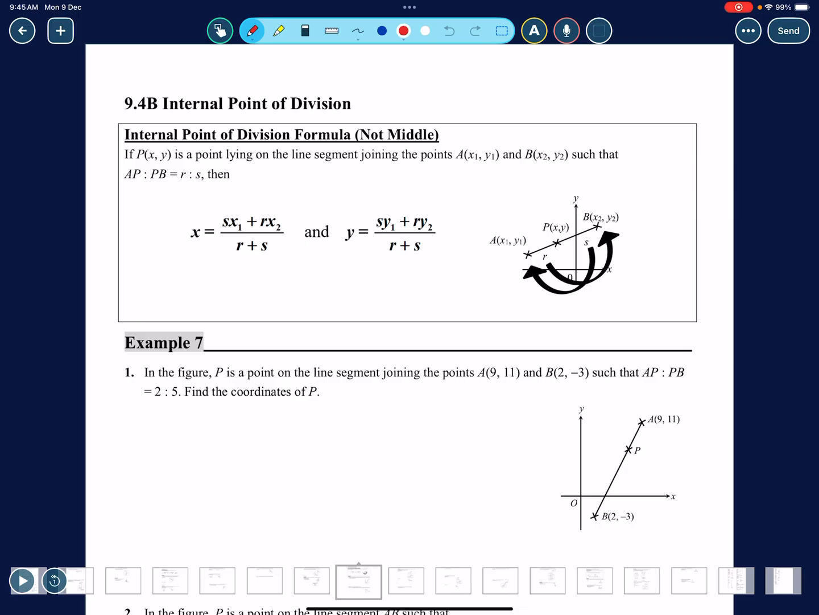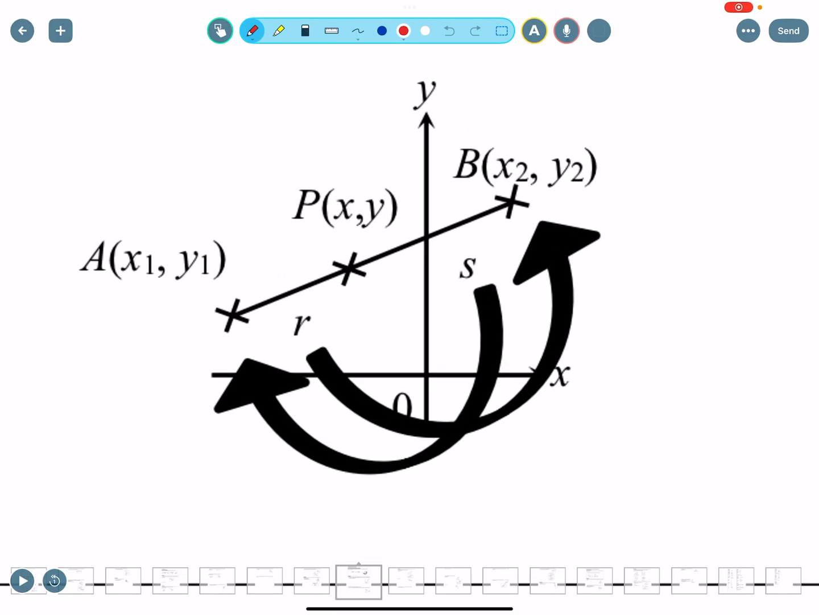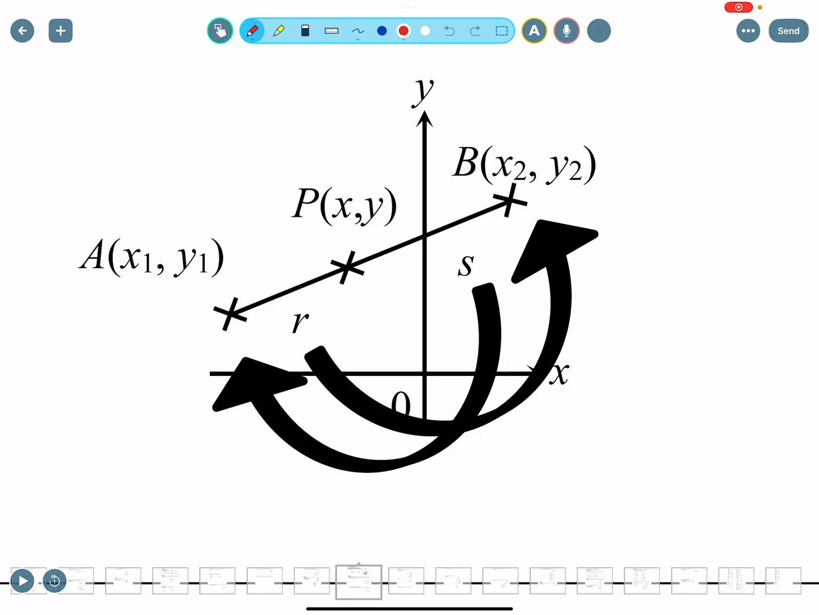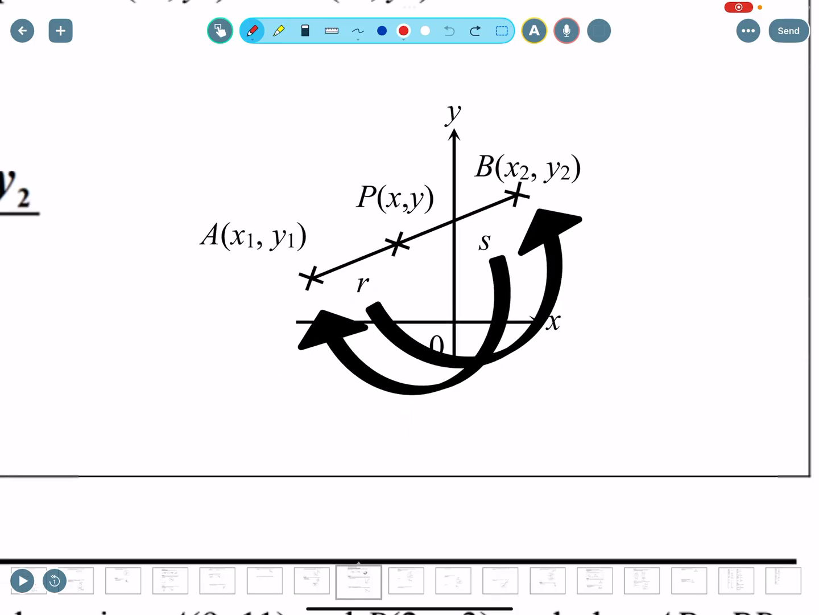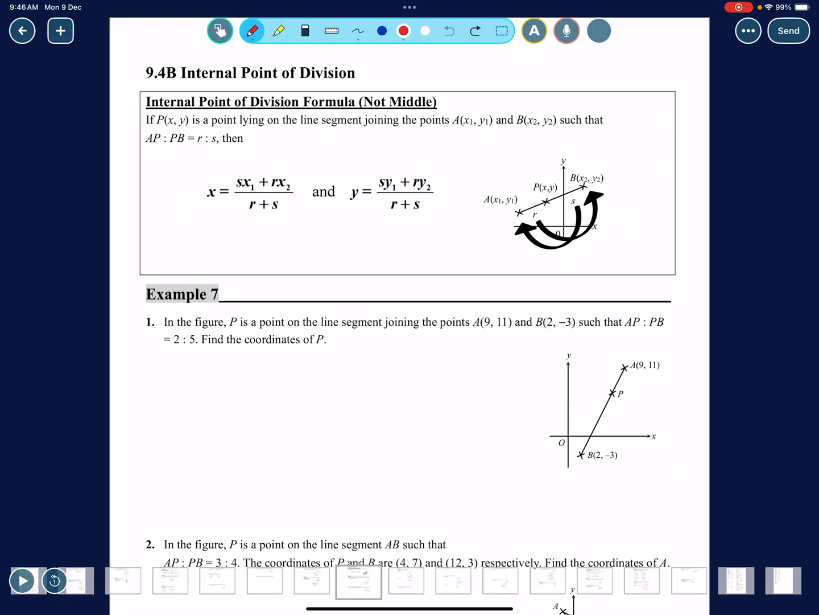Hello, this is a video on internal point of division. Basically, when the point is not in the midpoint, we cannot use taking the average because it's not in the middle. Now we have to use ratio, and the ratios are R to S usually. They use these letters. And I will teach you how to use this complicated formula.